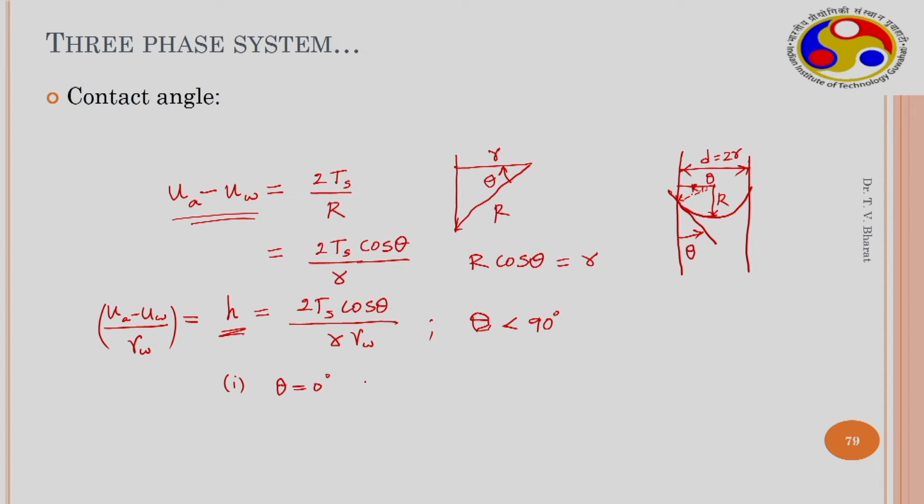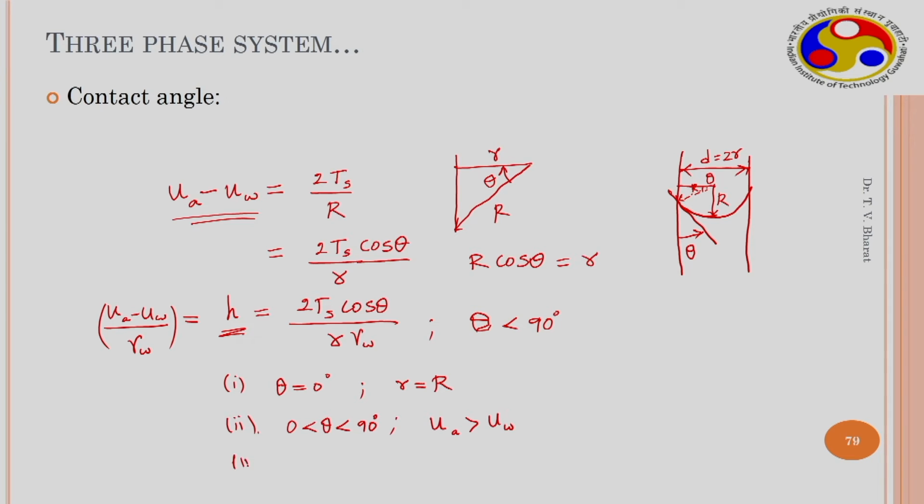It's perfectly wetting. So in that particular case, the small r is equal to capital R, because cos theta is equal to 1. The second possibility is that the contact angle varies between 0 and 90 degrees. This is partially wetting. For a partially wetting surface, this is a typical value we see in soils. In this case, UA minus UW is positive, so UA is more than UW.